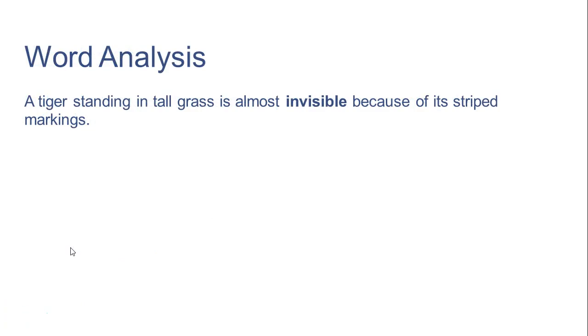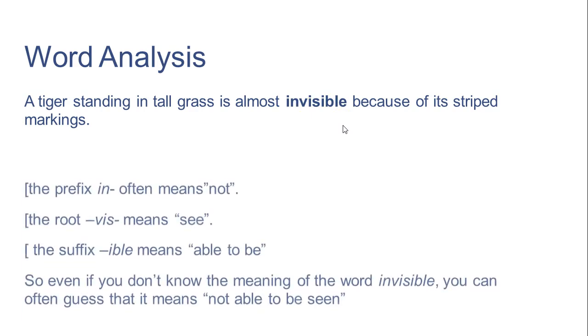Another advanced way is I can use word analysis to analyze the word itself and see if I can figure out the meaning of parts of this word, which is going to help me find the meaning of the word itself. In this case, we have a tiger standing in tall grass is almost invisible because of its stripe marking. You probably know the meaning of the word invisible, but if you don't, then you do an analysis on the word invisible. We're going to do that now.